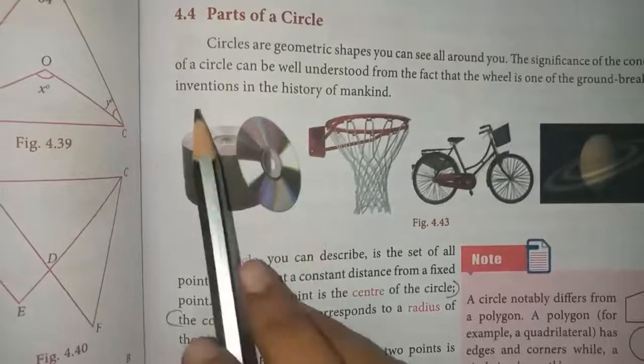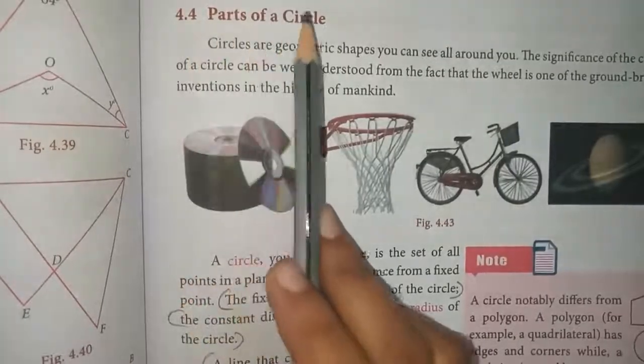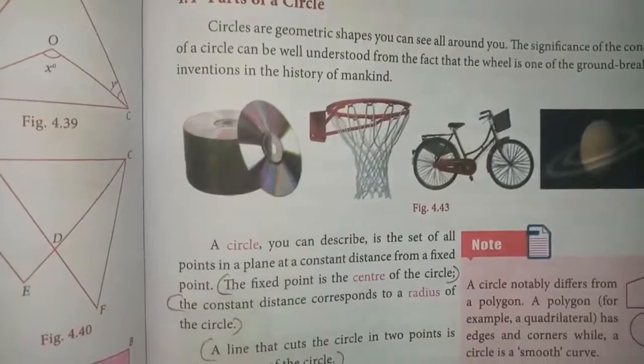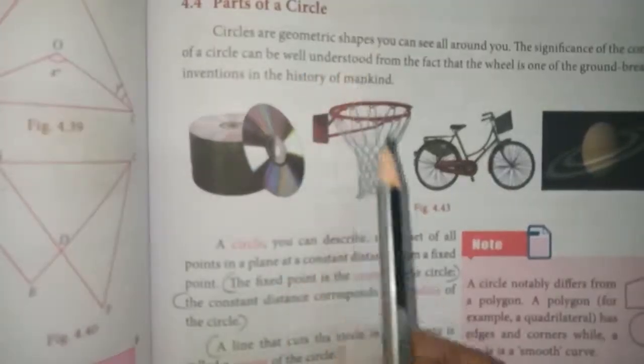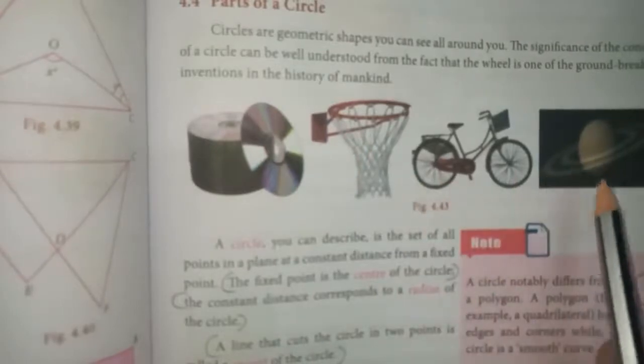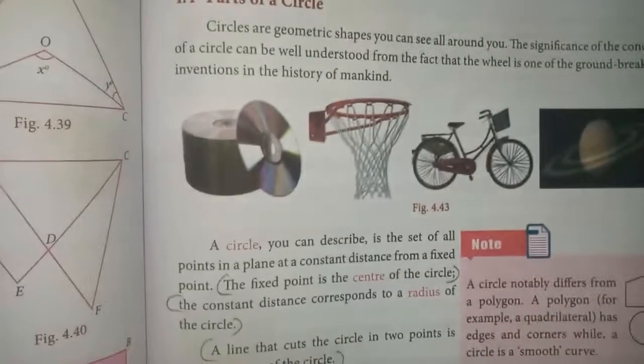Happy morning students. Today we are going to see 4.4 parts of a circle. First we know about circle. So circle is a geometrical shape. Examples for circle are CD and basketball ring, then cycle wheel, then Saturn ring, some of the examples of circle.